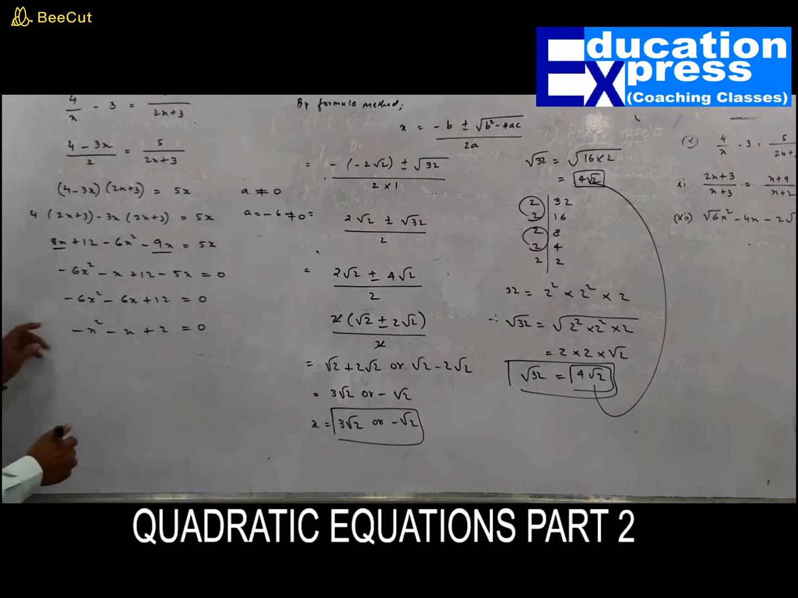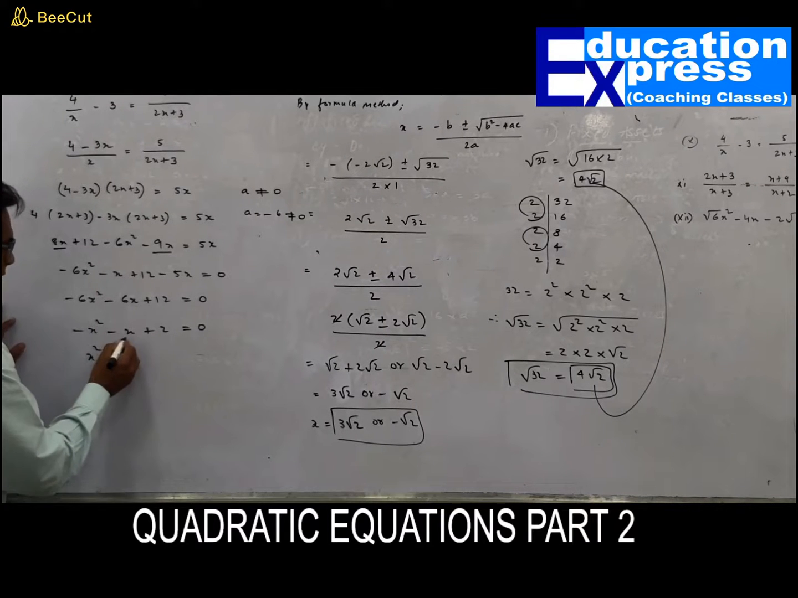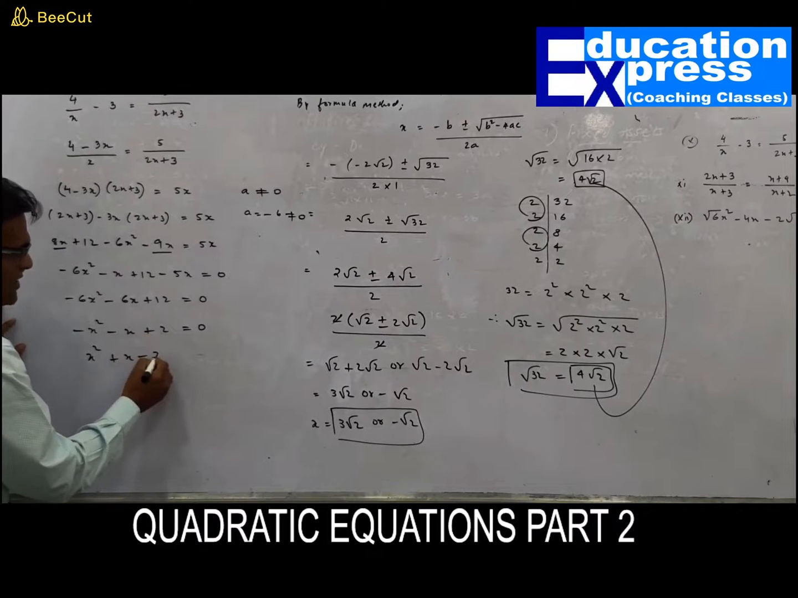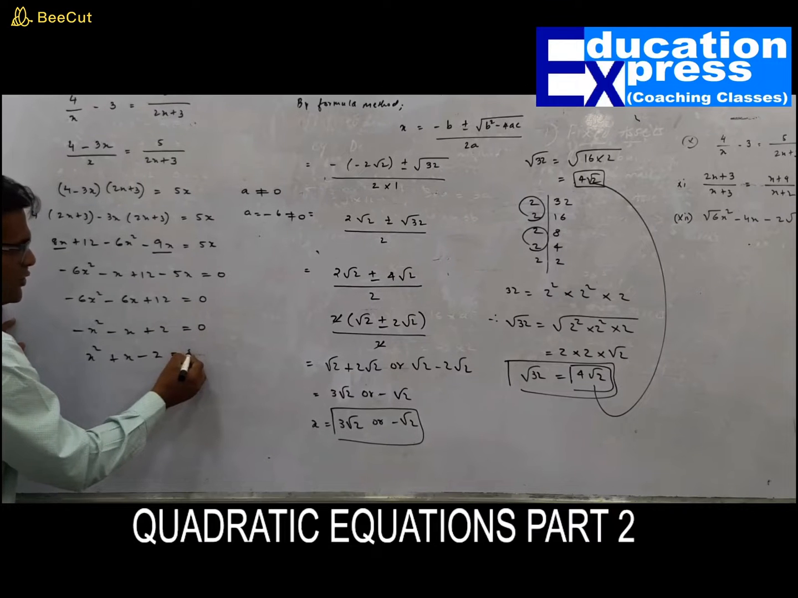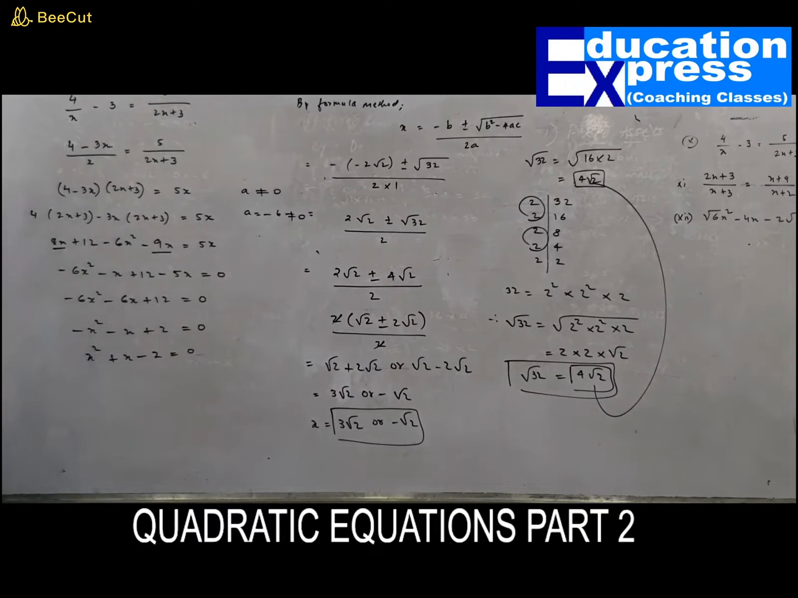If you multiply this by minus, what you get is x square. Multiply this by minus, what you get is plus x. Multiply this by minus, what you get is minus 2. Multiply this by minus 1, what you get is 0. So the same equation can be redrafted, reconverted into this for the sake of our convenience. Nothing else, just merely convenience.